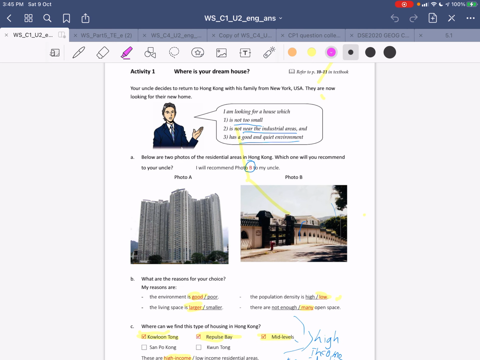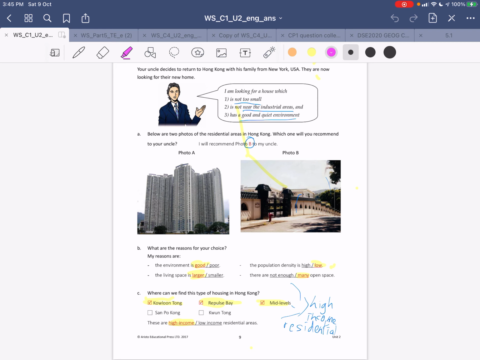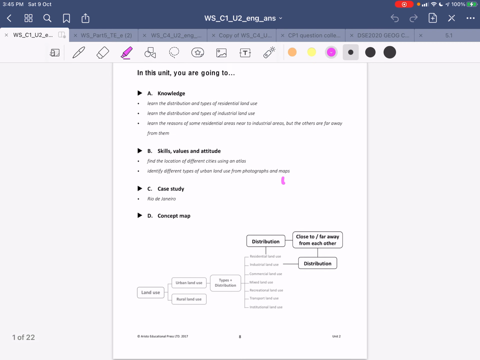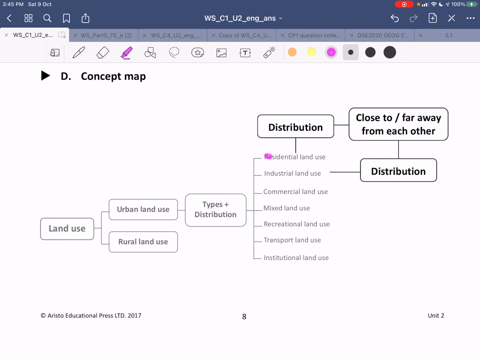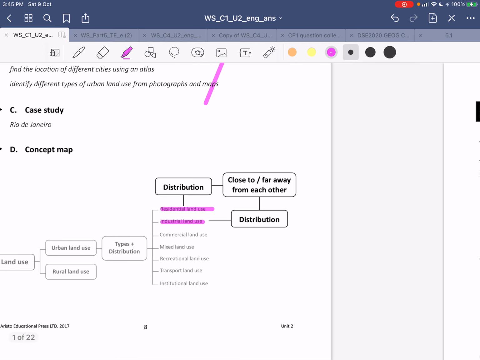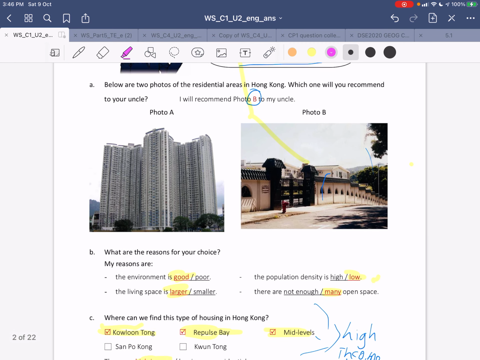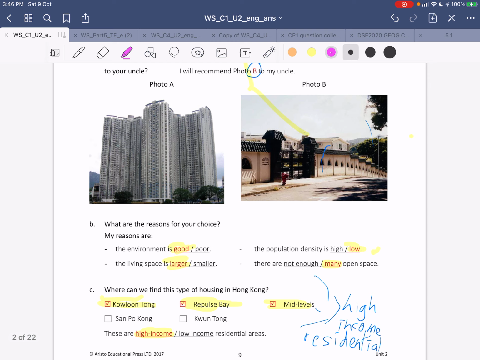For Unit 2, first of all, we are going to divide it into two different categories, mainly residential land use and also industrial land use. For the residential land use, we are going to mainly divide into lower class residential as well as the high income residential and low income residential. But what are the differences between high income residential and low income residential?